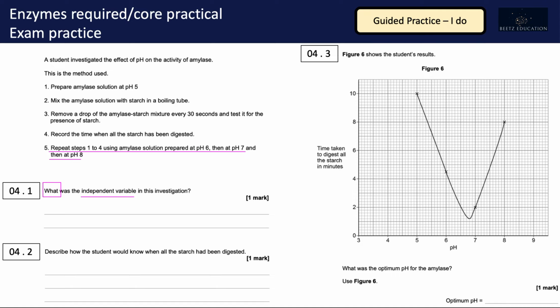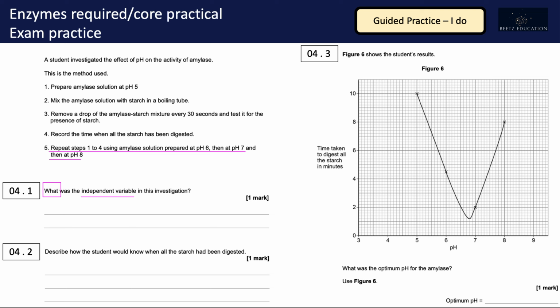It will say repeat using different blah, blah, blah. That's your independent variable. If I was asked about the dependent variable, that's what you're going to measure and record to determine what effect the independent variable has had. So that's what you're going to write down in your results table if you're doing an experiment in the lab.